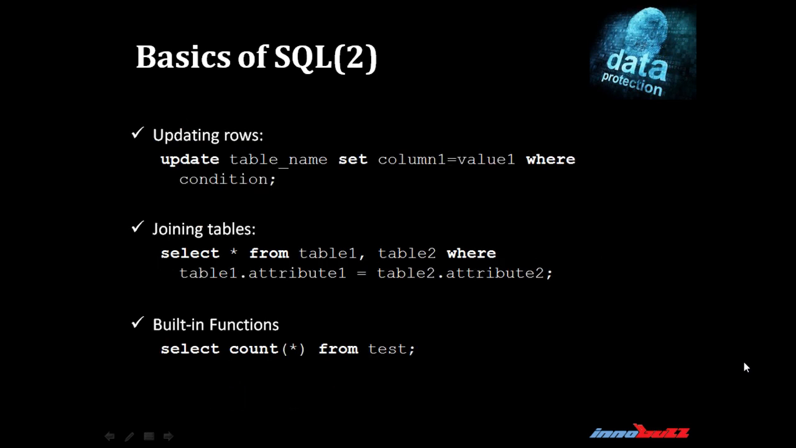In this slide, we shall see a few more SQL statements such as update and select, which involve specific operations in a database. For updating rows, you have to use an update statement with the column name and value and with certain conditions joined by the where clause. Two tables are joined by comparing specific attributes in both tables.